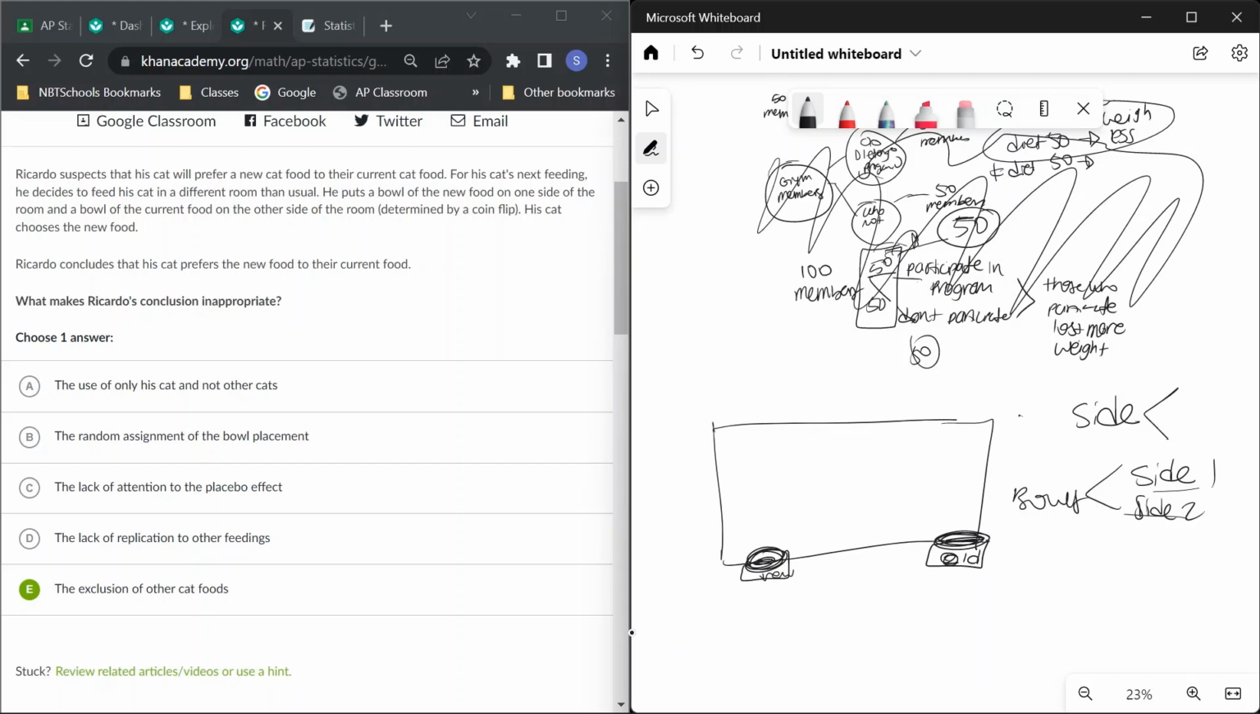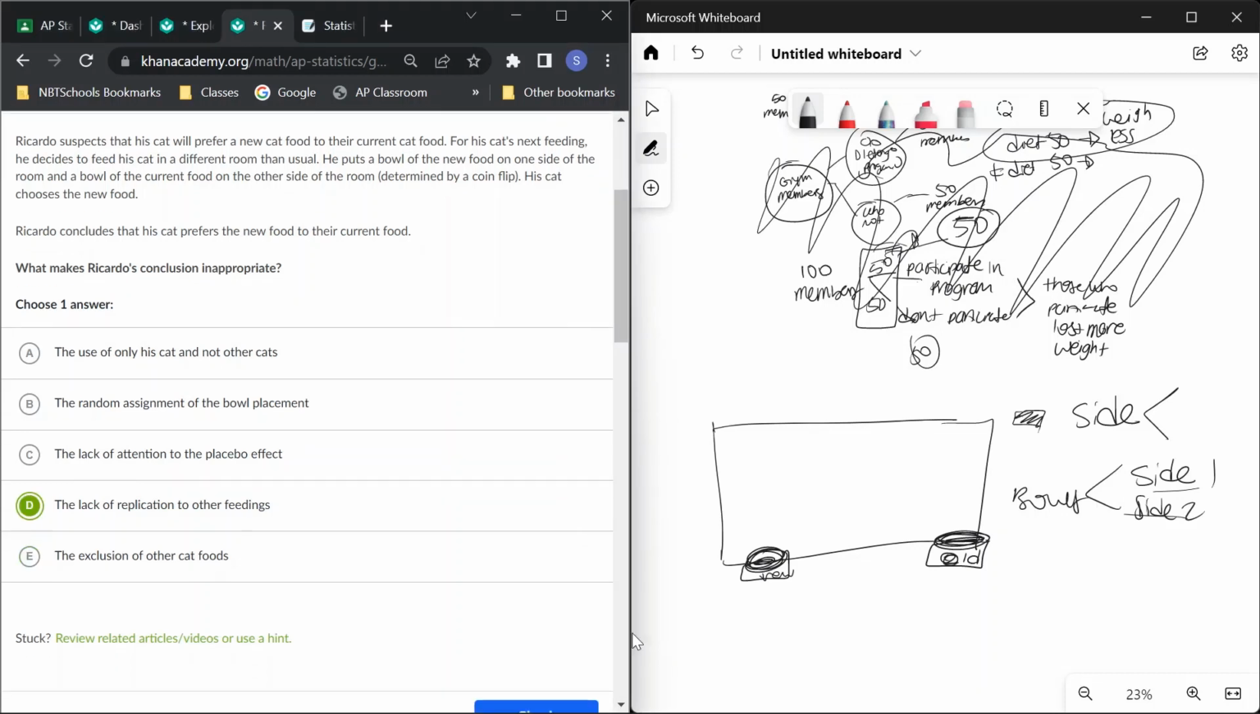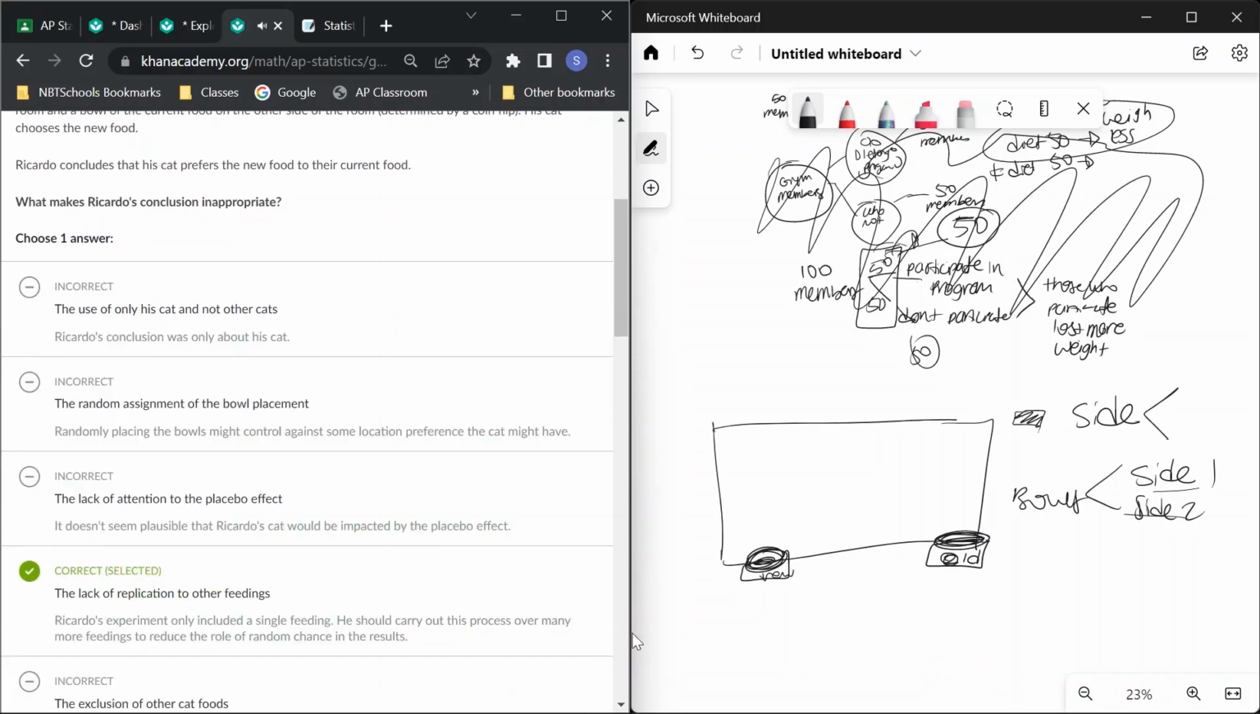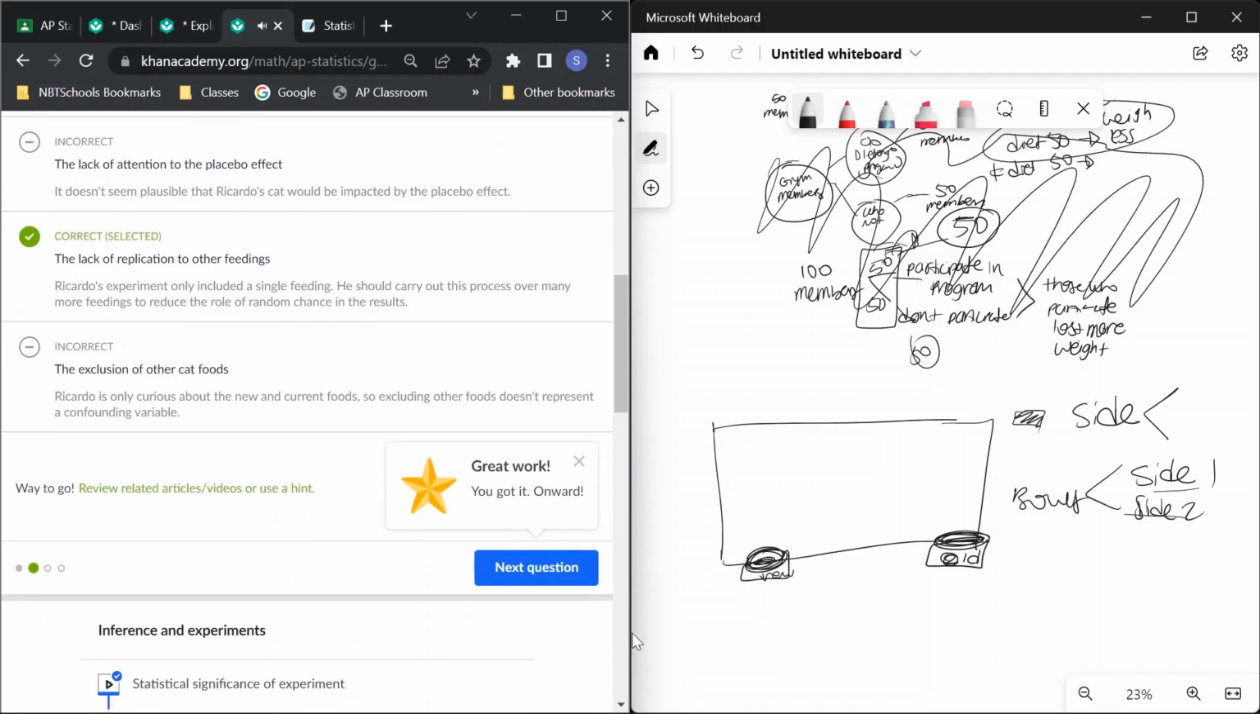He puts a bowl of the new food on one side of the room and a bowl of the current food on the other side of the room, determined by a coin flip. His cat chooses the new food. Ricardo concludes that his cat prefers the new food to their current food. The sample size is so small, it's just one time. So the exclusion of other cat foods, the lack of replication to other feedings, the random assignment. I think it's the lack of replication to other feedings, because it literally only happens once, and that could just be by chance.